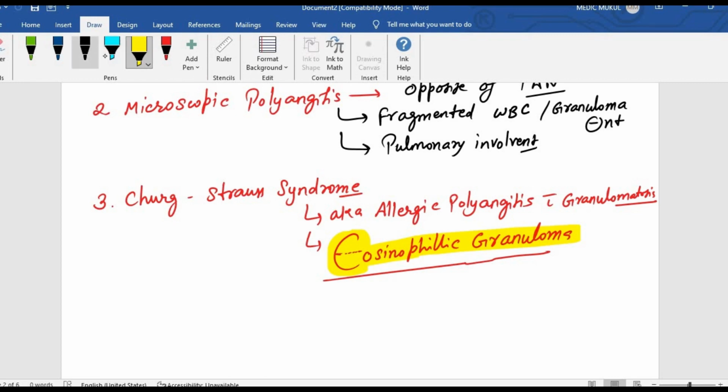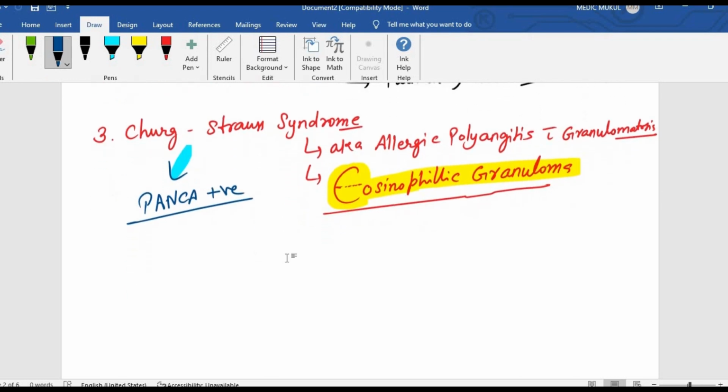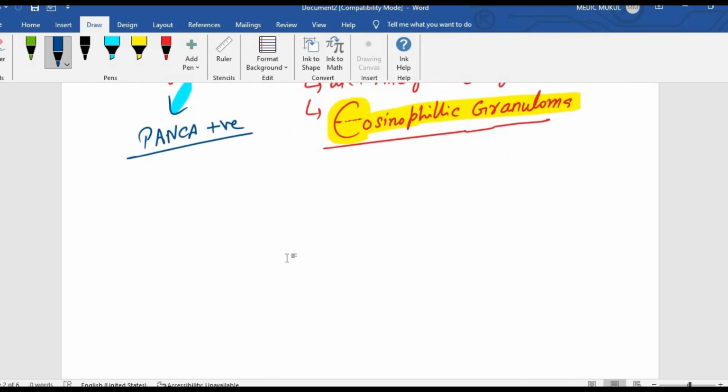In Churg-Strauss syndrome, remember, we will be having P-ANCA positive. P-ANCA positive is also seen in case of ulcerative colitis. We know Crohn's disease and ulcerative colitis. So ulcerative colitis is also P-ANCA positive.